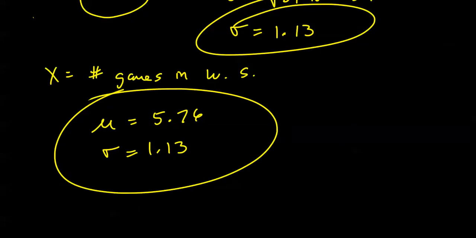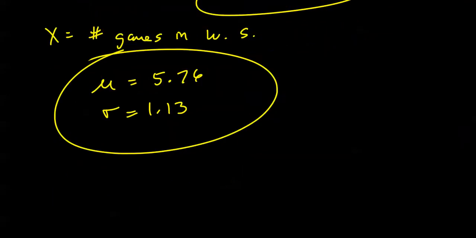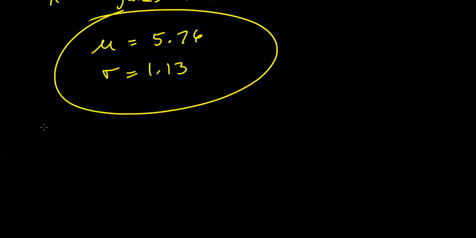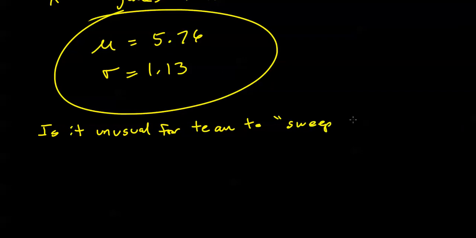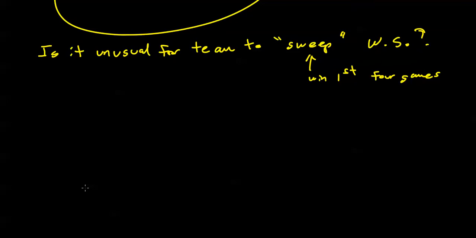Now I want to pose the question about usual or unusual values. Let me pose this question. Is it unusual for a team to sweep the World Series? Now, of course, a sweep means to win the first 4 games. And that does happen sometimes. Let's see if it's unusual based on our criteria given above.